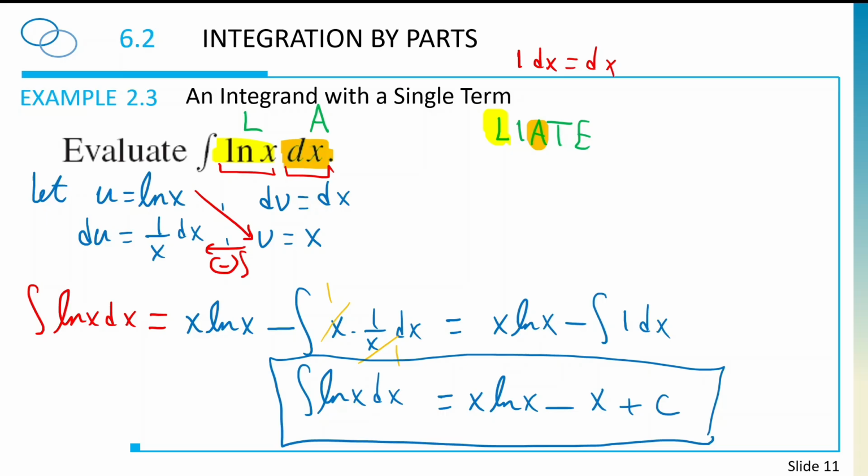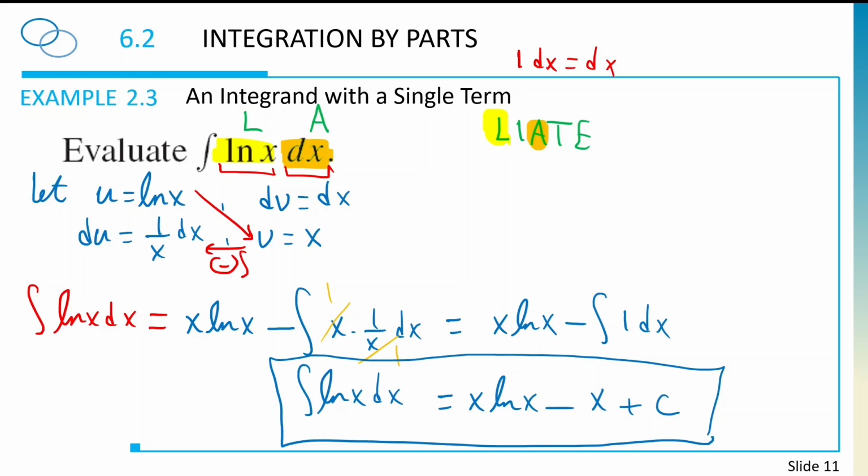Okay, let's see another case. This case is the integral with a single term, so the other function we use as dx. Don't see this question as only one function. How can I make it by parts? Still, you can see it as two parts. We can always consider dx as one part.